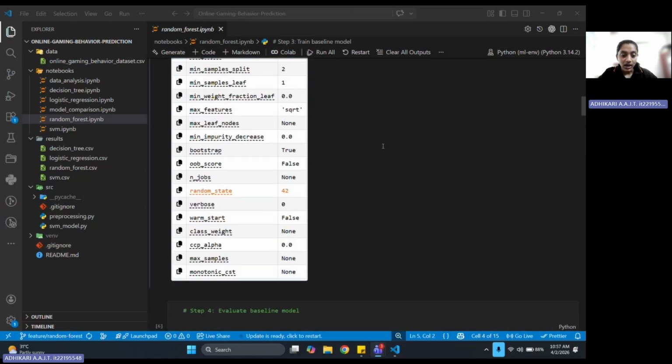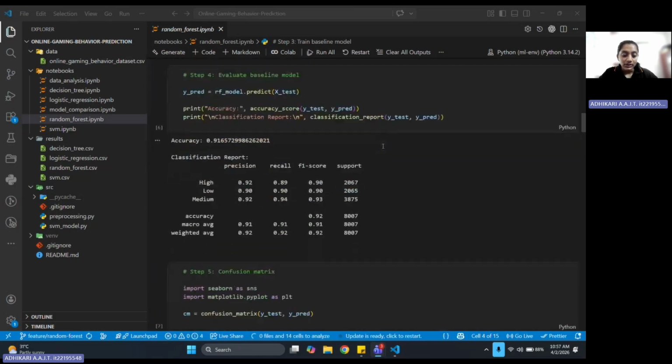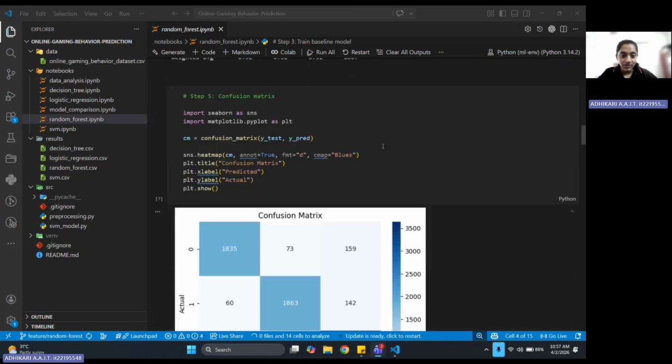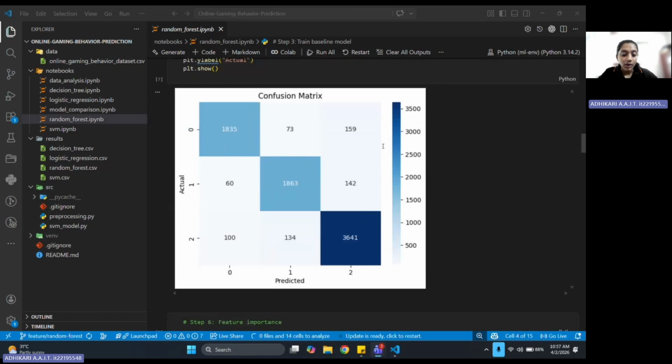After training, I evaluated the model using several metrics such as accuracy, precision, recall, and F1 score. The model achieved around 91% accuracy, which indicates strong performance. This confusion matrix shows how well the model predicts each class. Most values are on the diagonal, which means the model correctly classified most of the players.